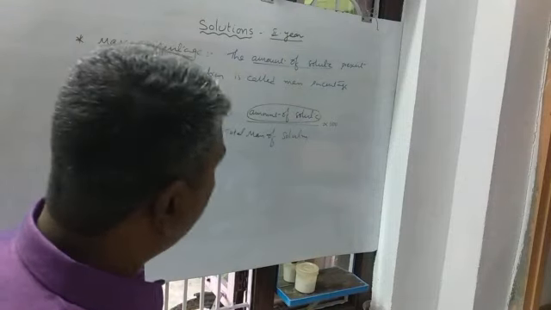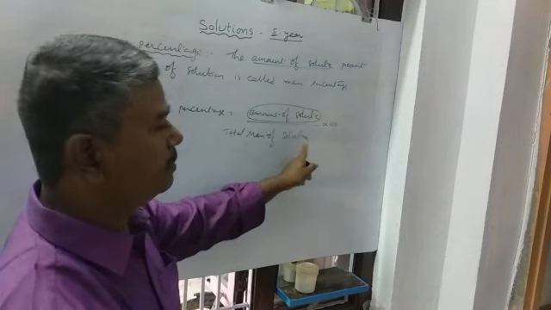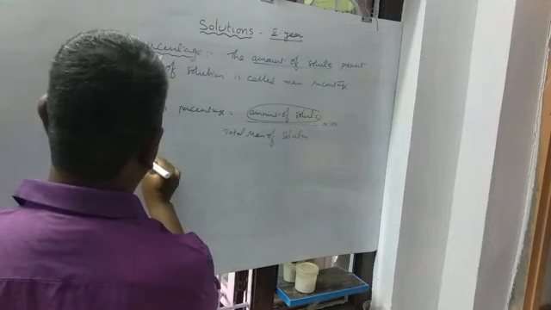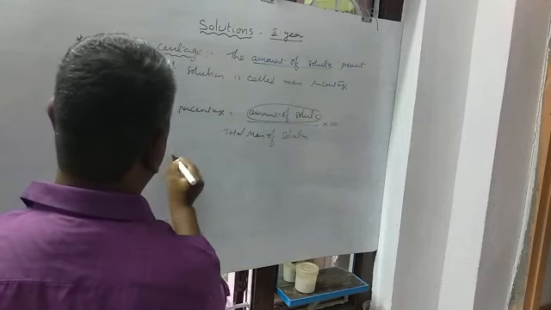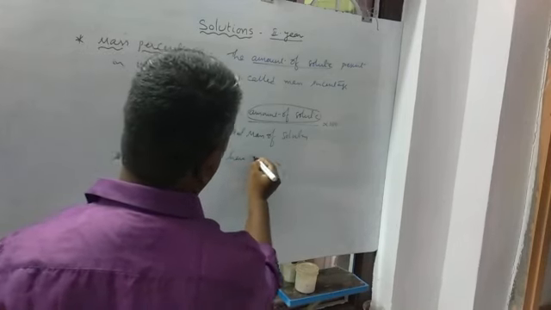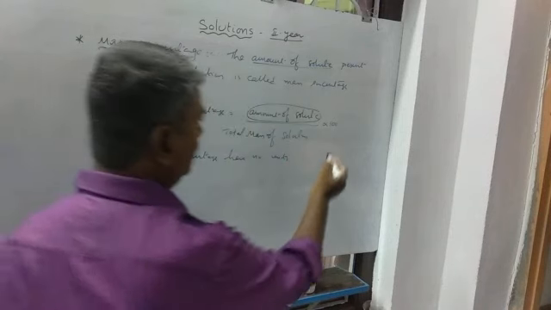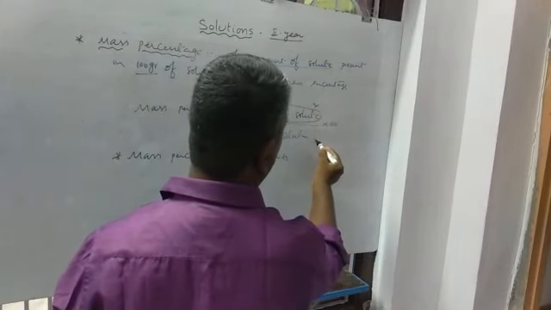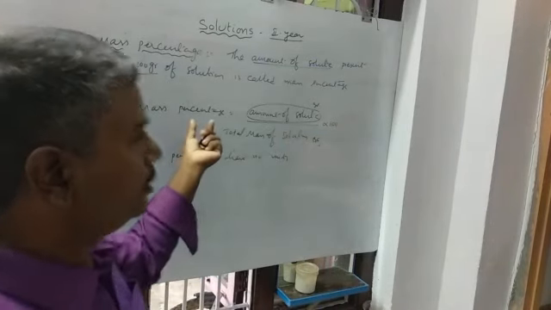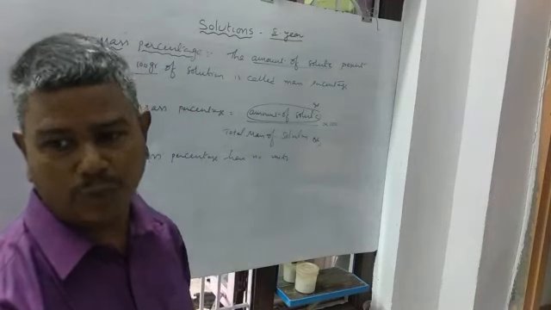Here, observe, this one is also mass, and the solution is also expressed in mass, either grams or grams. So mass percentage has no units, because both are expressed in grams, so both get cancelled. That's why we get only the numerical value, that means we get only magnitude. So that's why the mass percentage has no units.